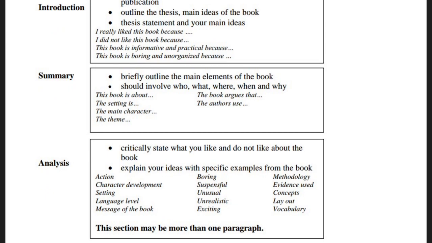This book is about, the setting is so and so, the main character or characters are so and so, the theme of the story is so and so. The book argues that the author uses, instead of authors use, maybe sometimes it's co-authored, more than one author writing a particular book, 2 people or 3 people combined. Generally educational books or your course books or syllabus books, the ones which you study for your different subjects, are sometimes co-authored by more than one author.